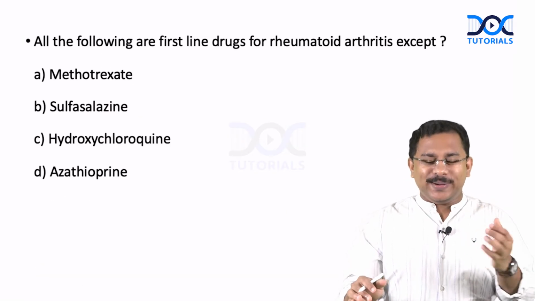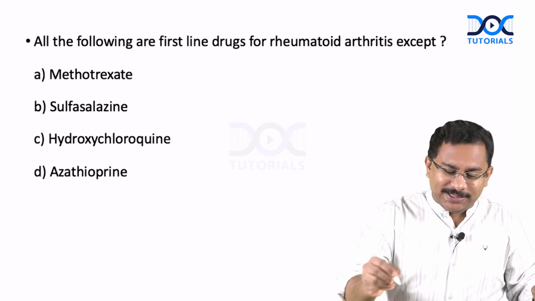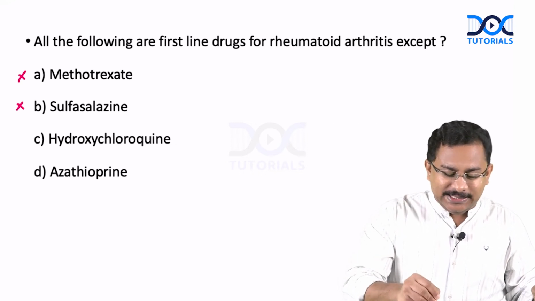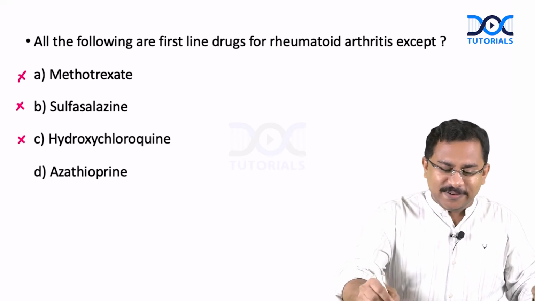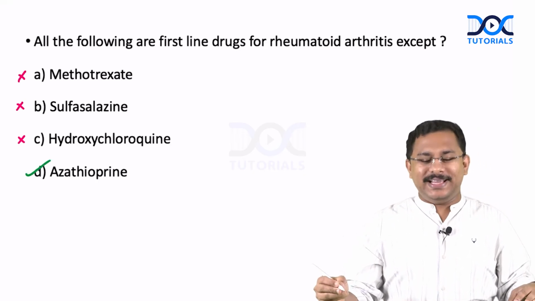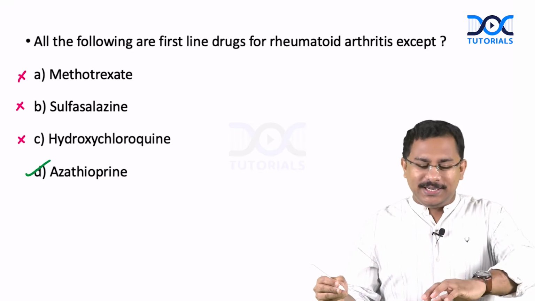And coming back to the question, yes, methotrexate is a first line agent, sulfasalazine is a first line agent, hydroxychloroquine is a first line agent, but azathioprine is not a first line agent. Okay, the answer is option D.